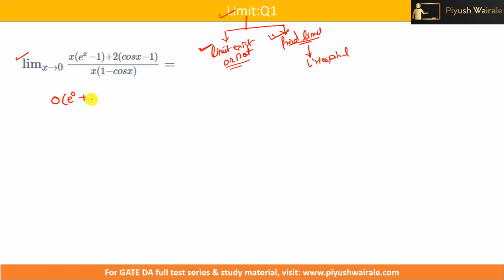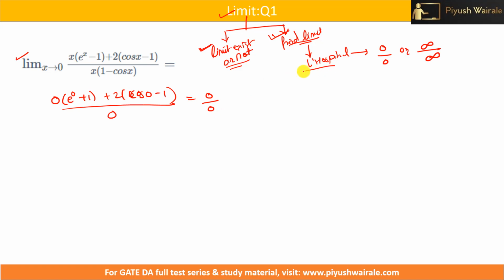If I put 0 instead of x, what will I get? 0 times e to the power 0 plus 1, plus 2 cos of 0 minus 1. 0 into any number will be 0, so it will be 0, plus cos 0 will be 1, so 1 minus 1 will be 0. It is 0 by 0 form, right? L'Hospital's rule is applied to 0 by 0 form or infinity by infinity form. Here the 0 by 0 form is applicable.